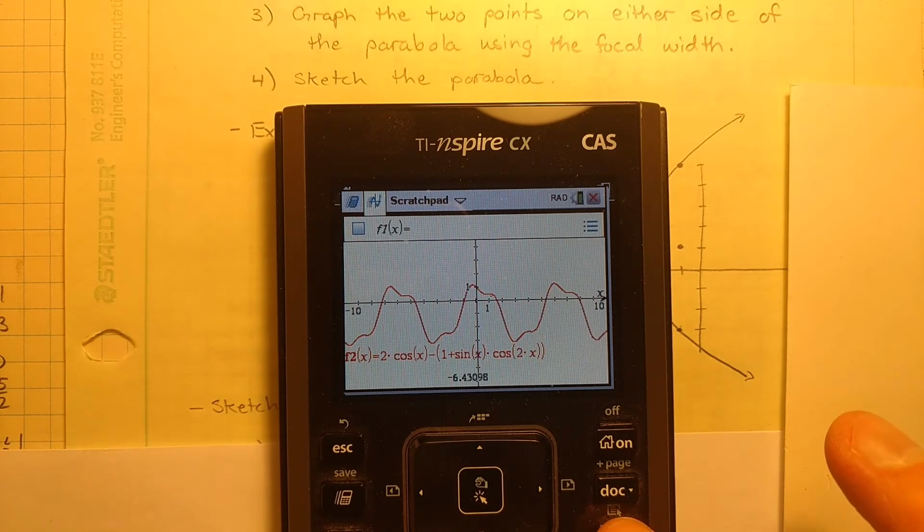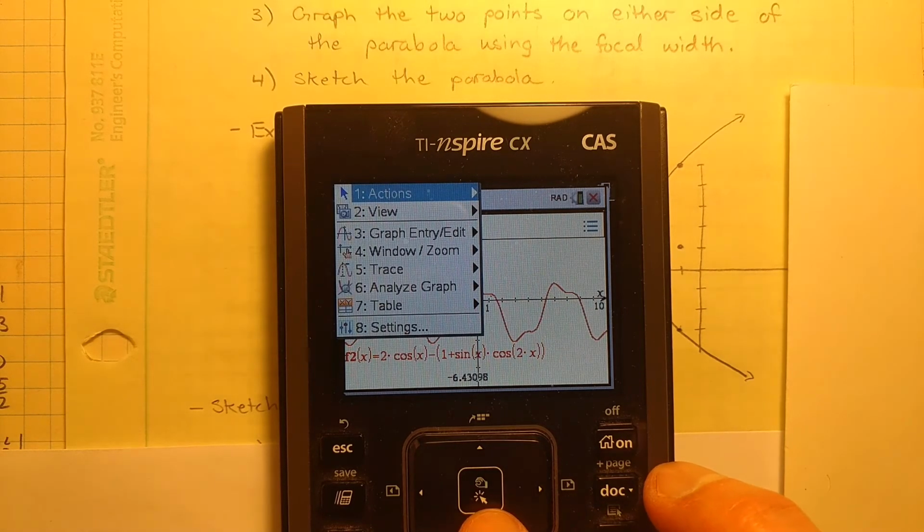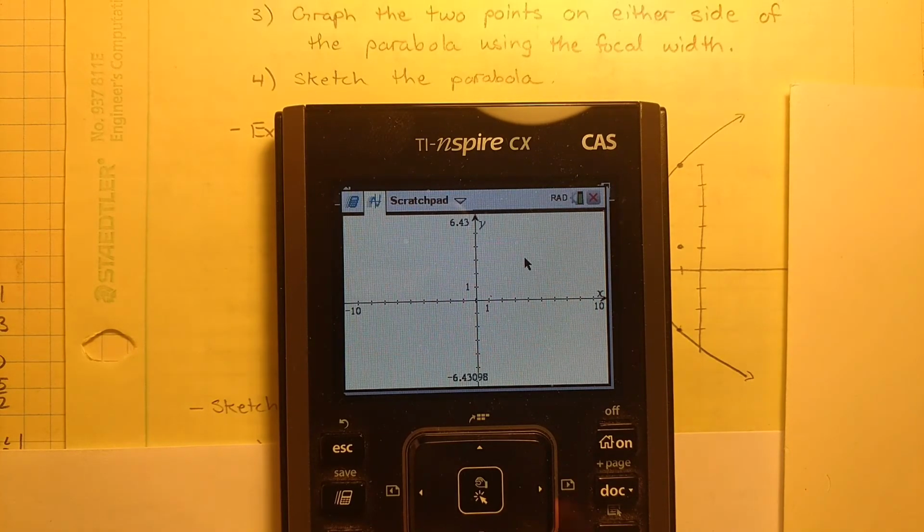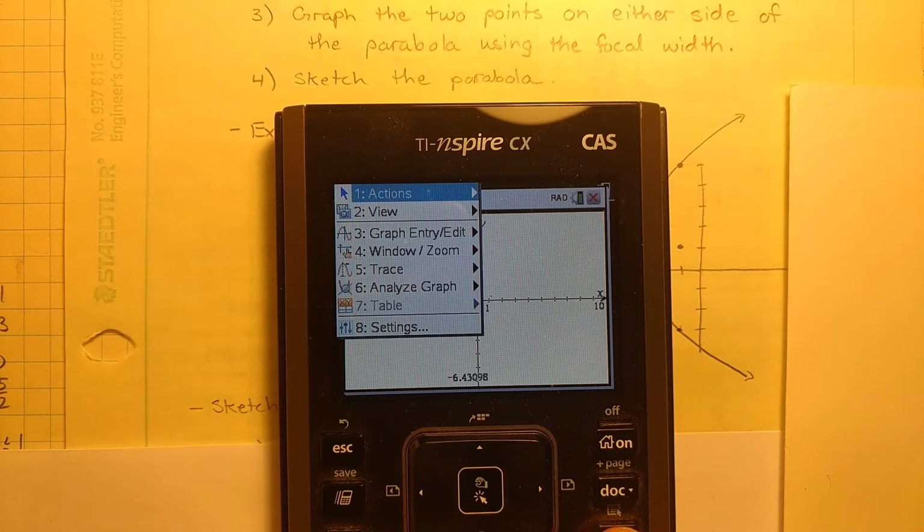Okay, I've got something there. I don't want that anymore. Hit Menu. Pick my actions. Delete it all. Get rid of it. There we go. So now I hit Menu. And I want to pick choice 3, Graph Entry Exit.